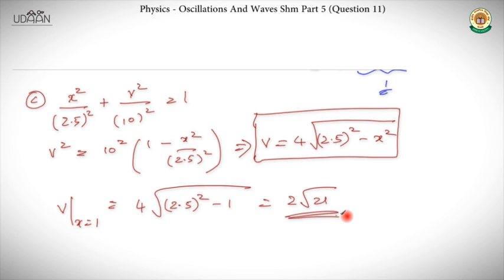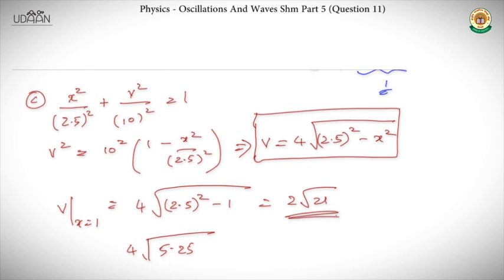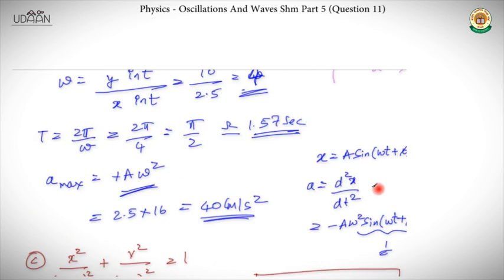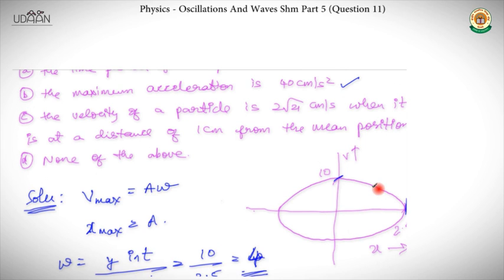And how do we get that? 2.5 square is nothing but 6.25, so 4 under root 5.25. When you approximate it, you get 2 root 21. Take the 2 inside and then you get it. Alright. So it's coming out to be correct. C part is also correct, and none of the above is not correct.